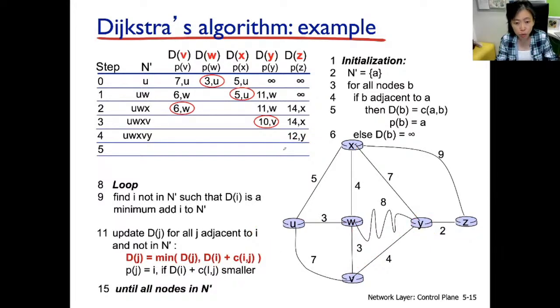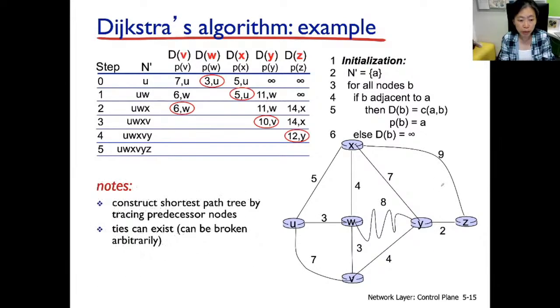And the last loop is to include the only remaining node, that is z here, into the N prime set. And there are no neighbors adjacent to z that are not yet in N prime. So this part we don't have to execute for the last iteration. Okay. And by now we've completed the Dijkstra's shortest path algorithm for an example of 6 nodes.